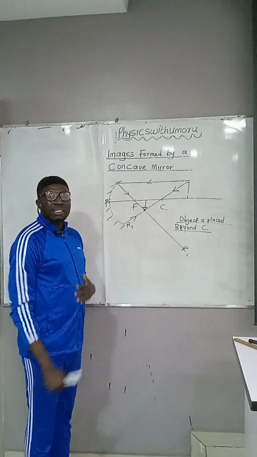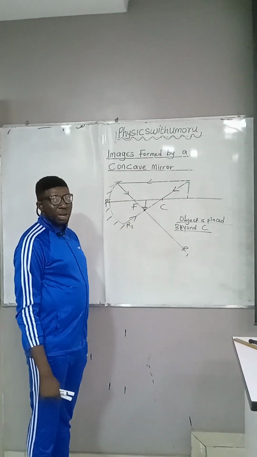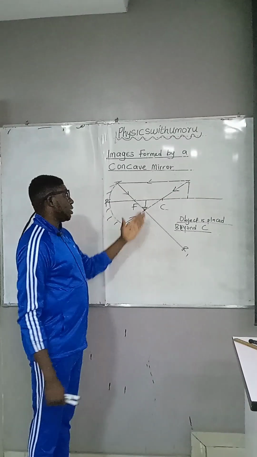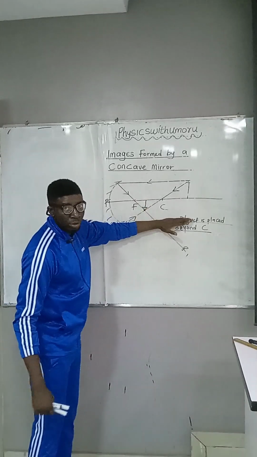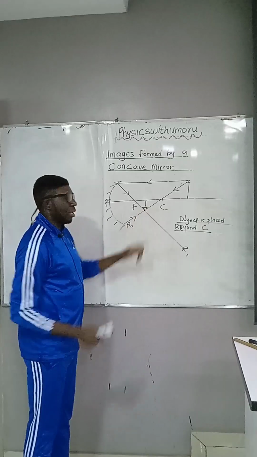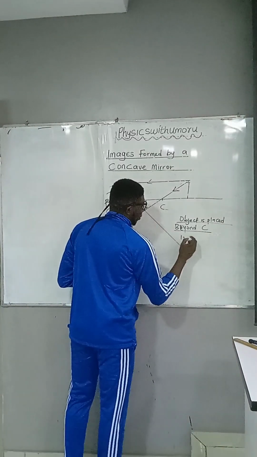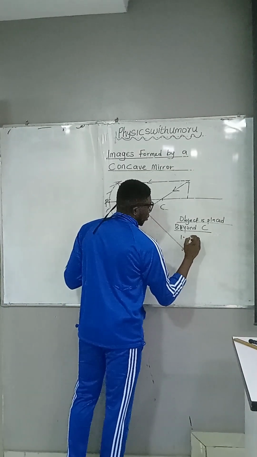Number one, is this image going to be real or virtual? The image is real because the image is not formed in the mirror, it is formed outside of the mirror. So look at the image here. So the image is real.